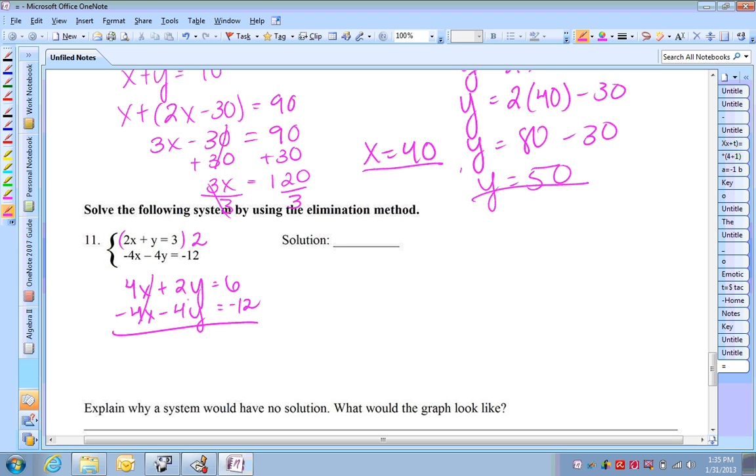That becomes a zero pair. And 2 minus 4y is negative 2y equals negative 6. Then I divide both sides by negative 2, and y equals 3.